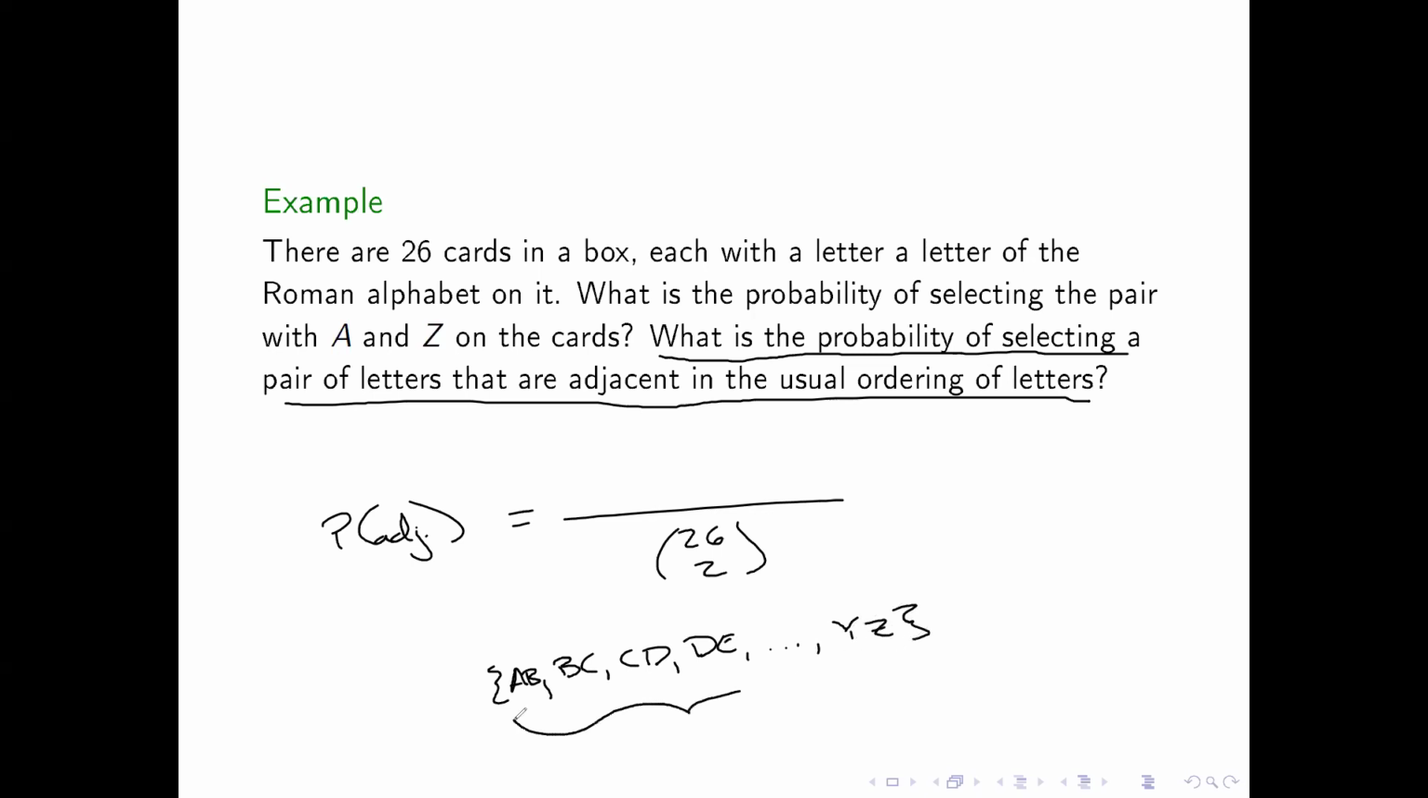So these are the adjacent pairs. Now notice, how many adjacent pairs do we have? We have 25 of them. And the reason we have 25 is because A is leading, A, B, C, D, all up to Y, but not including Z. So one less than 26. Hence we have 25.